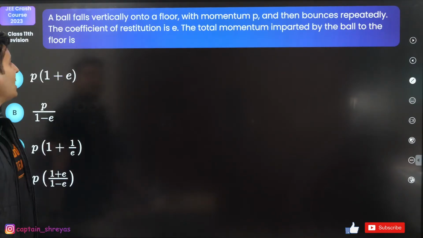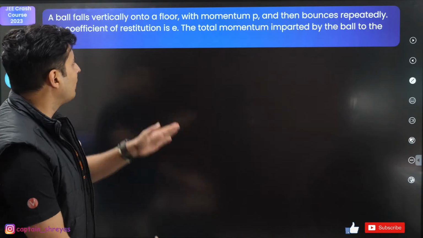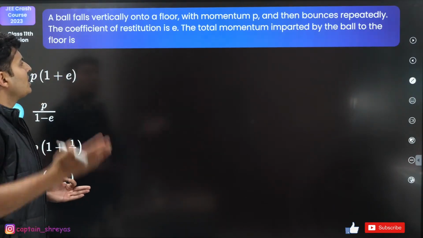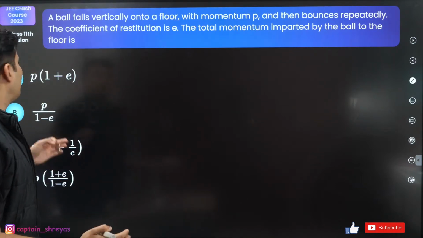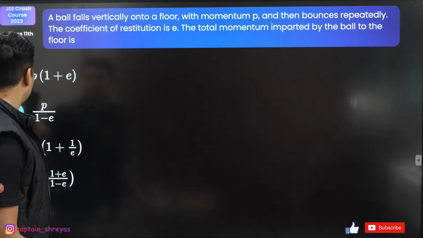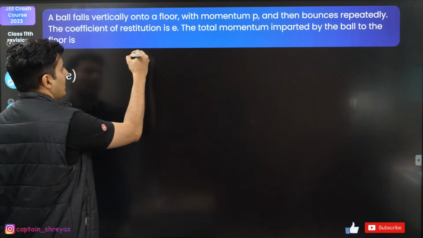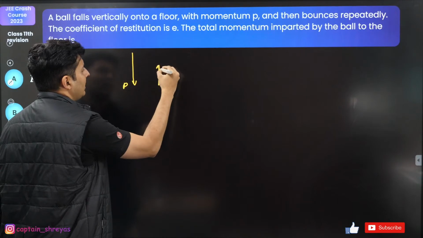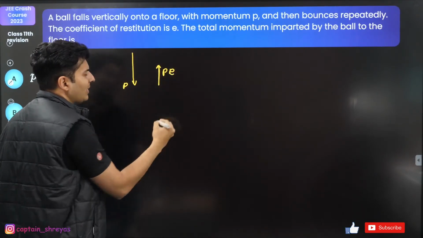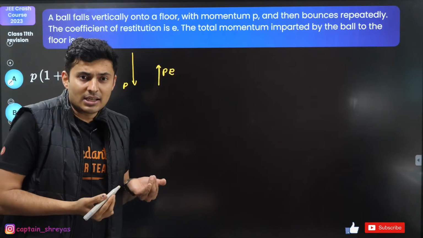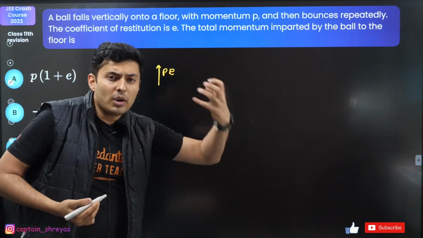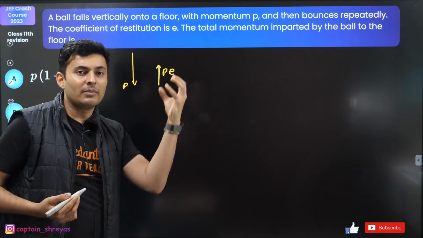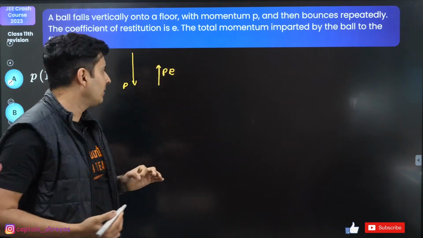Beautiful question this is. If a ball falls vertically onto a floor with momentum p and then bounces repeatedly, the coefficient of restitution is e. The total momentum imparted is? Interesting. If the ball falls with momentum p, after collision the momentum will become pe, because every time it collides, the new speed will be the coefficient of restitution times the old speed. So the old momentum into the coefficient gives the new momentum.